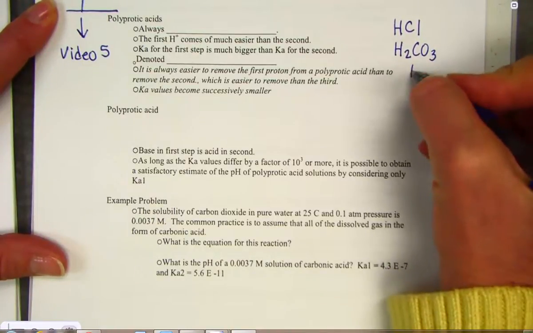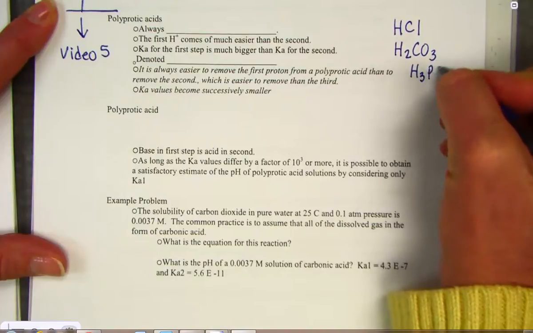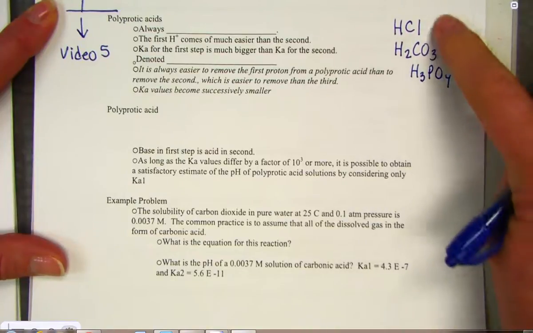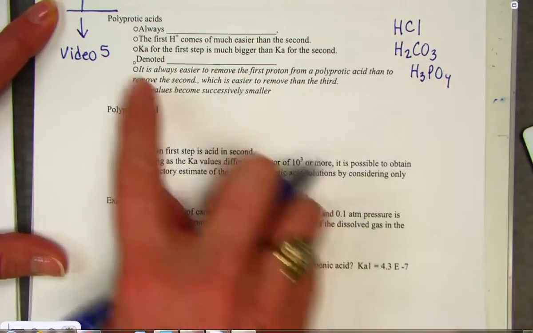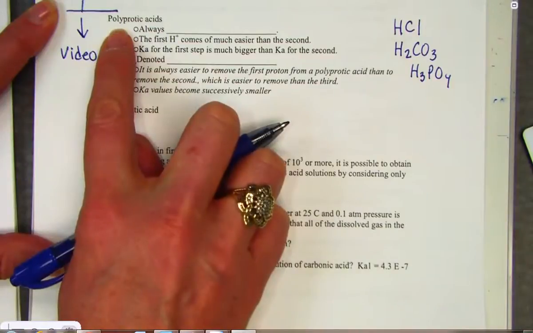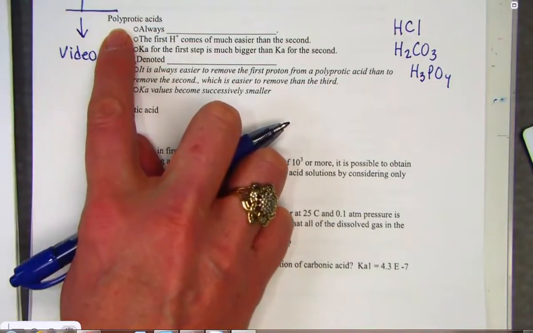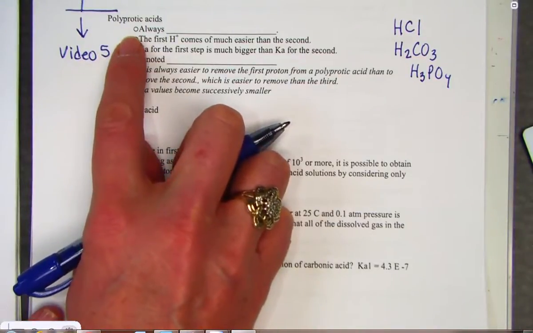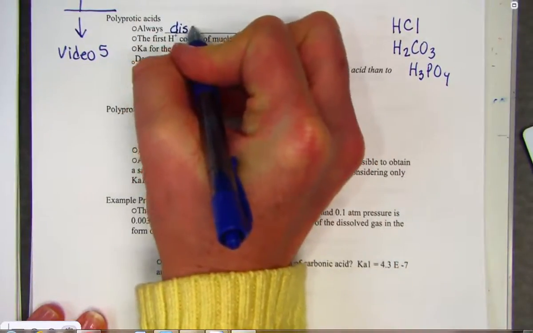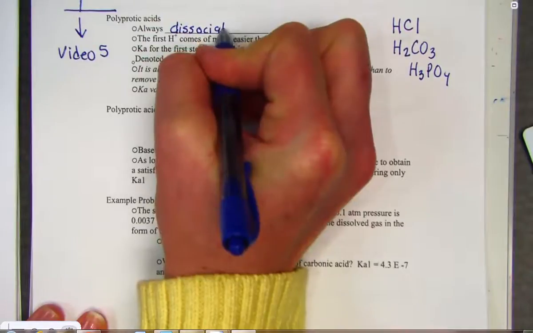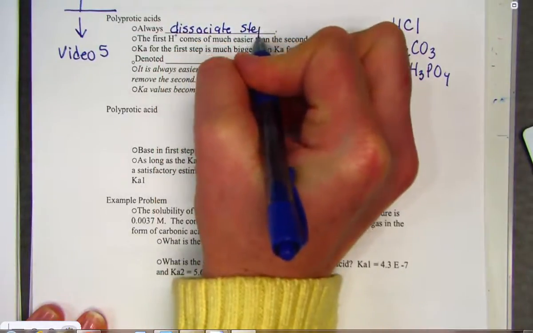And a triprotic acid, H3PO4. Mono, di, and triprotic are really just reminders of how many hydrogens are involved in our particular acid. So when we say polyprotic, we just mean more than one. What we're seeing is that polyprotic acids always dissociate in a stepwise fashion. So I'm going to write dissociate stepwise.